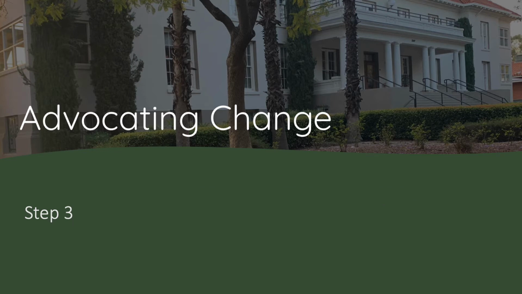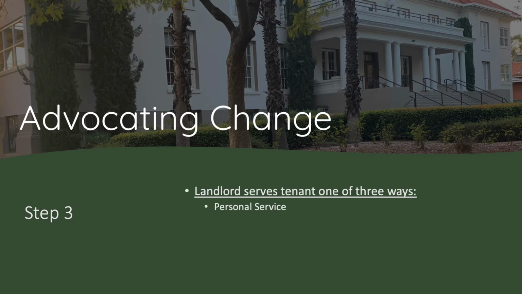Next, the landlord serves the tenant in one of 3 ways. Personal service is when the landlord or someone else gives the tenant the papers directly in person. Substituted service is when the landlord leaves the papers with another adult member of the tenant's household or someone in charge of their place of work. The landlord cannot use this type of service until they have tried serving the tenant at least 2 or 3 times on different days and times.